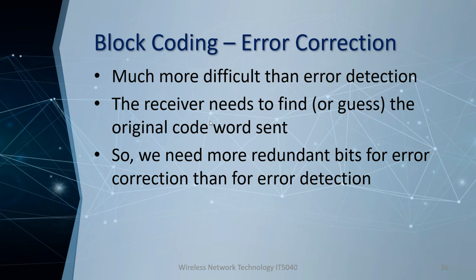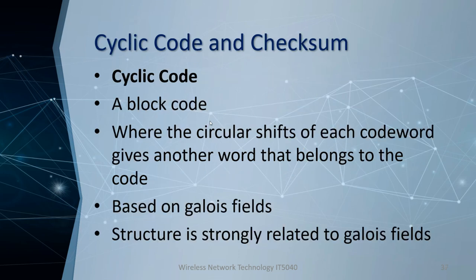Then I'm going to talk about error correction in block coding. Error correction is much more difficult than error detection. In error detection, the receiver needs to know only that the received code word is invalid. In error correction, the receiver needs to find or guess the original code word sent. So we need more redundant bits for error correction than for error detection.